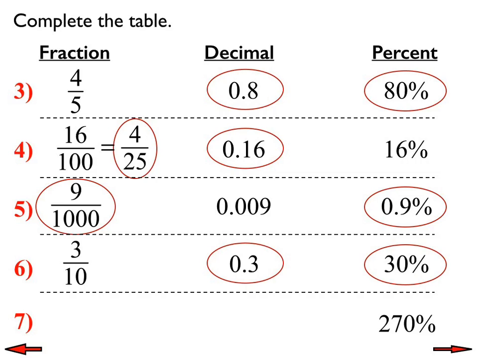And then number 7, we start with 270%. What is that as a decimal? Yes? 2.7. What is that as a fraction, or in this case, a mixed number? Yeah, 2 and 7/10. Good. If you think about 2.7, that's how you read it, or that's how you're supposed to read it. 2 and 7/10. All right. Any questions so far?